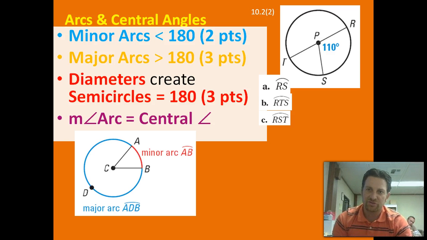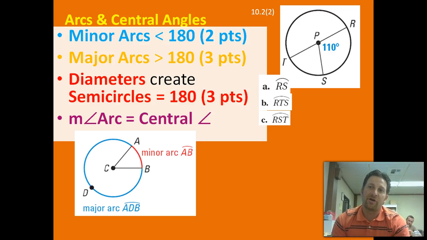But for the central angles, they always equal their arcs on the outside. So if we look at arc RTS, that means we want to go from R over to T to S. So you have to make sure that you go counterclockwise here. If we want to figure out that arc, you're going to have to do a little bit of math here.